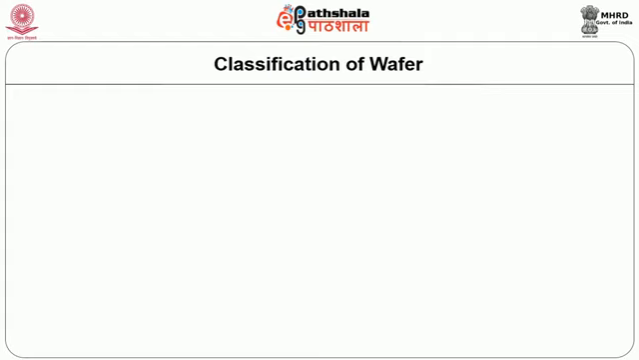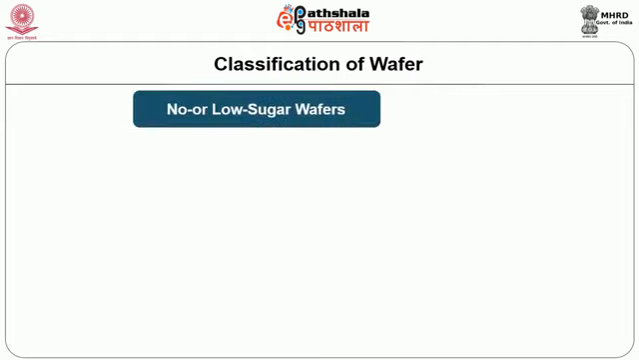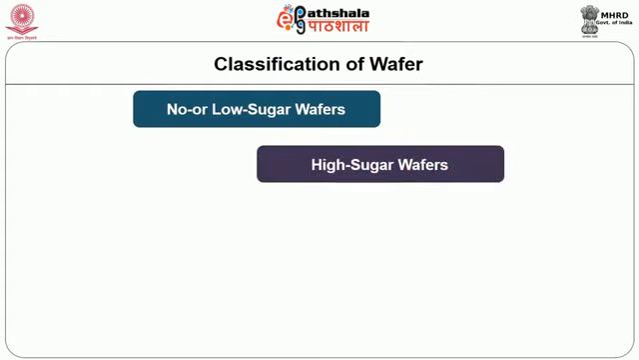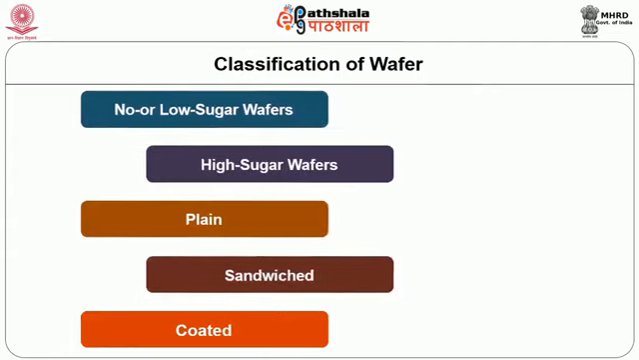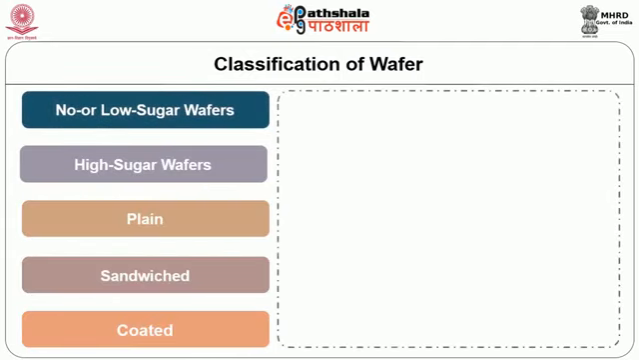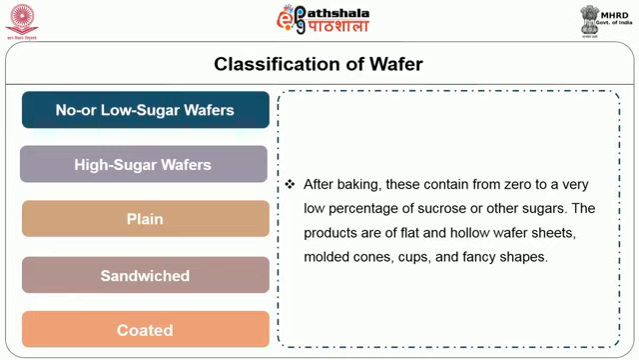Now we'll see the classification of wafer. Wafers may be classified in two basic types: no or low sugar wafers and high sugar wafers. Wafers may be classified in other types like plain, sandwiched and coated. What are no or low sugar wafers? After baking, these contain from 0 to a very low percentage of sucrose or other sugars. The products are flat and hollow wafer sheets, molded cones, cups and fancy shapes.